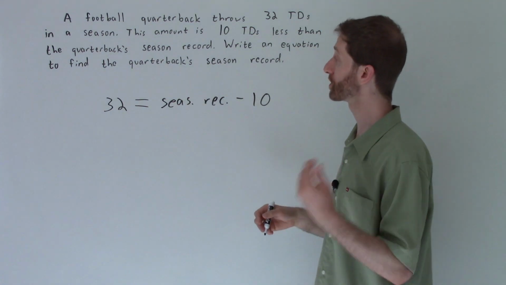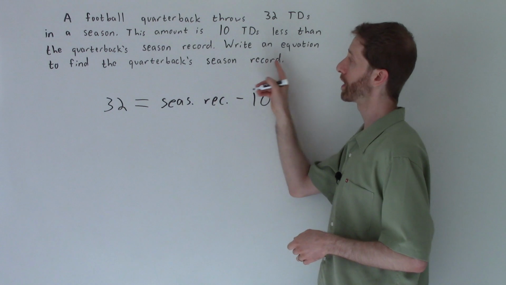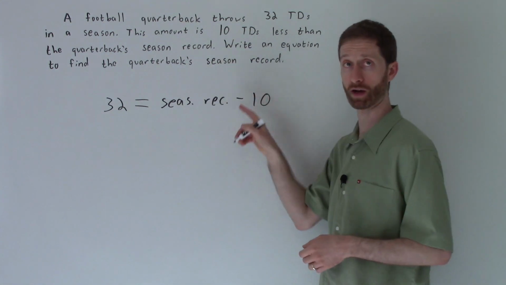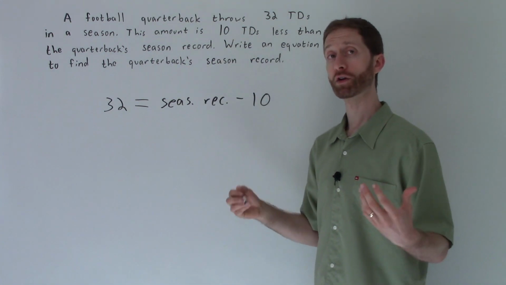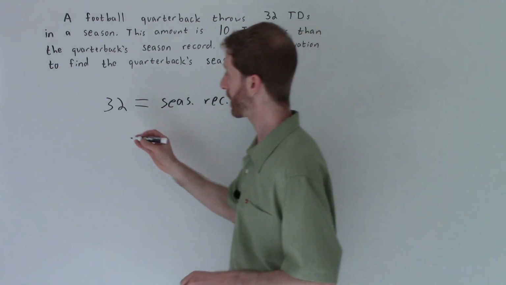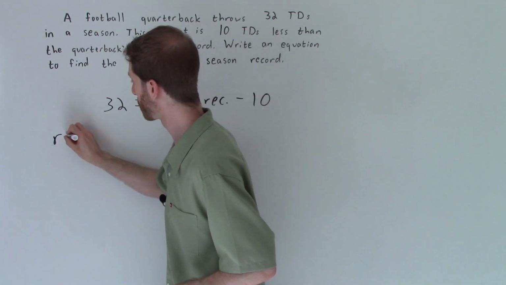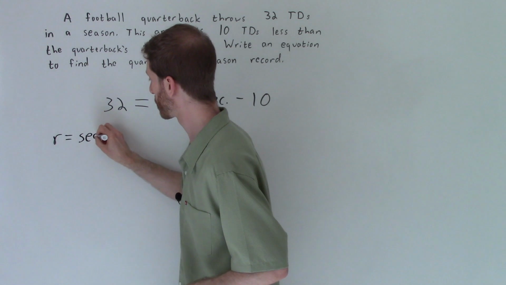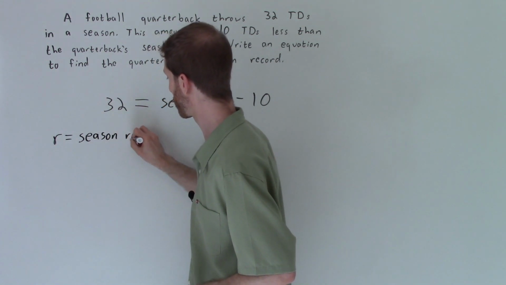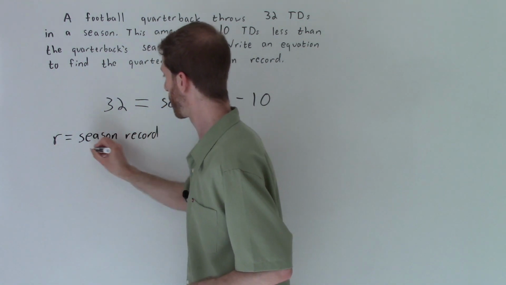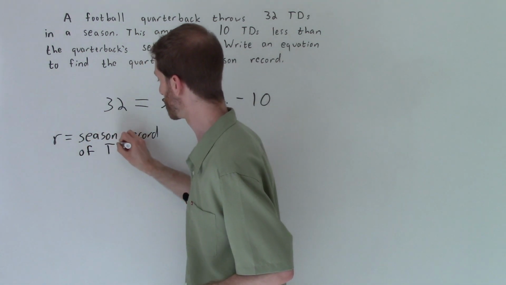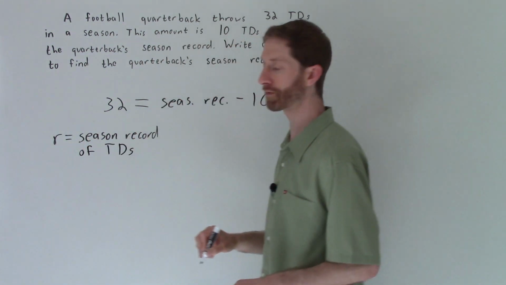Now let's keep reading and see what our variable is. Write an equation to find the quarterback's season record. Sure enough, the variable is the season record. So I'm going to let, maybe we'll do R equals the season record of touchdowns. So I'll do of TDs. Great, so now I've defined my variable.